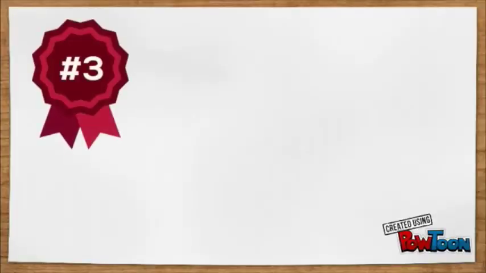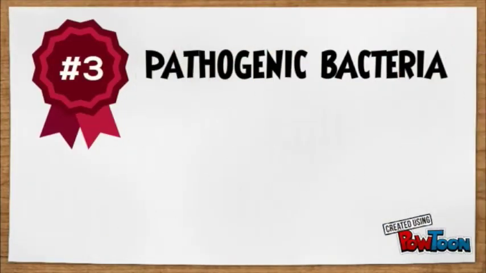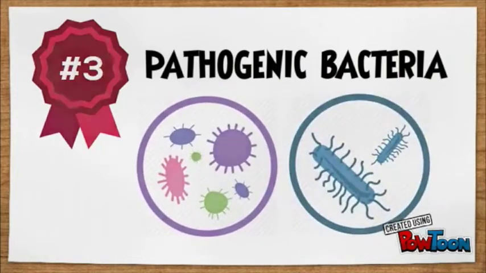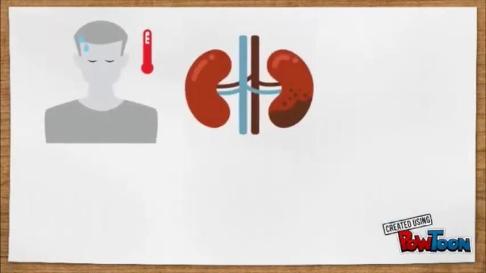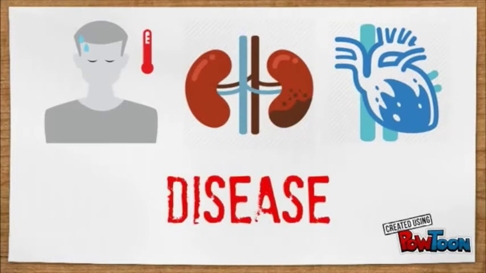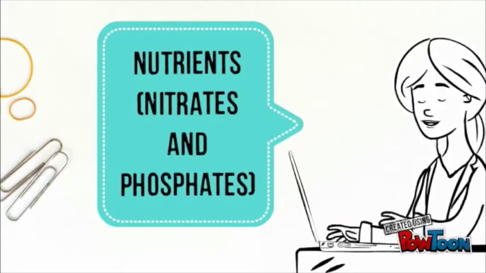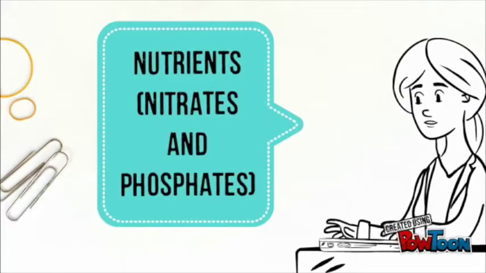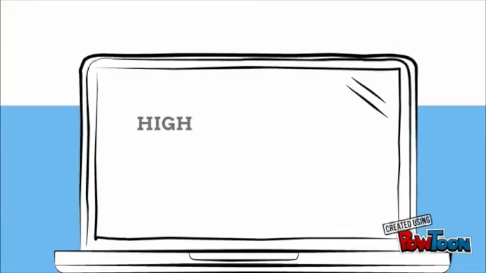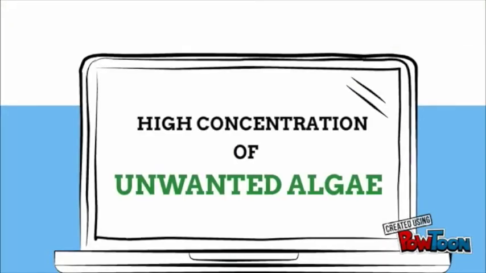The third is pathogenic bacteria, which cause human disease. The fourth is nutrients, including nitrates and phosphates, which can lead to high concentration of unwanted algae.